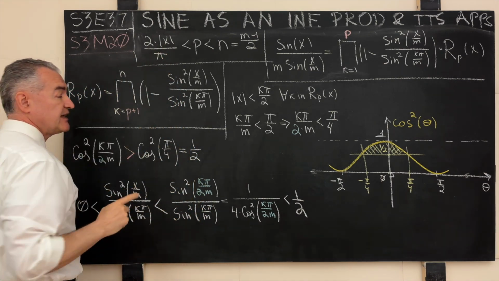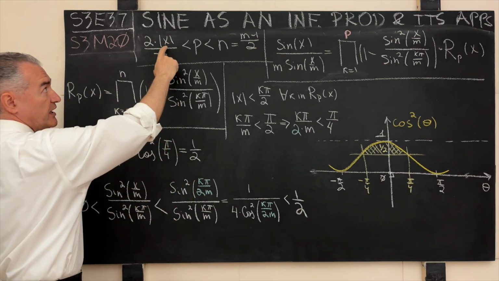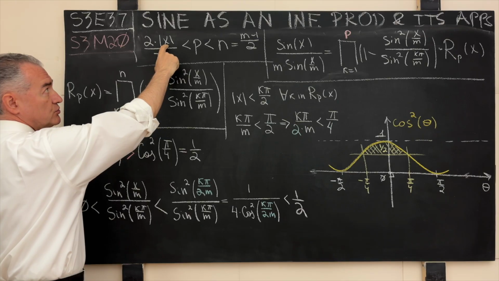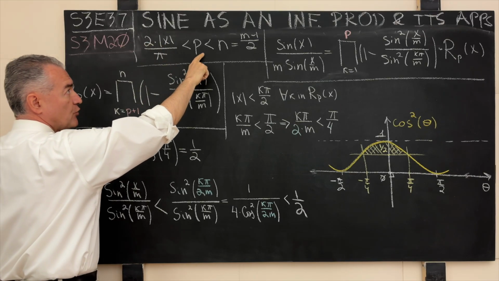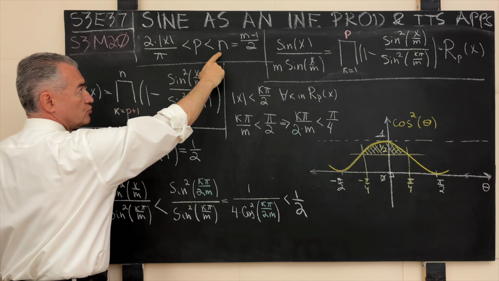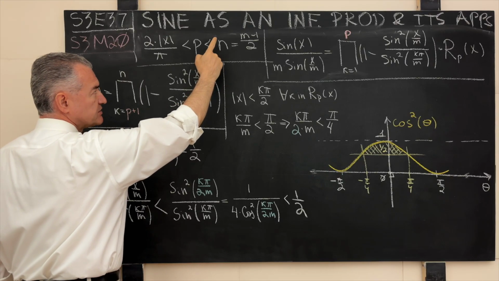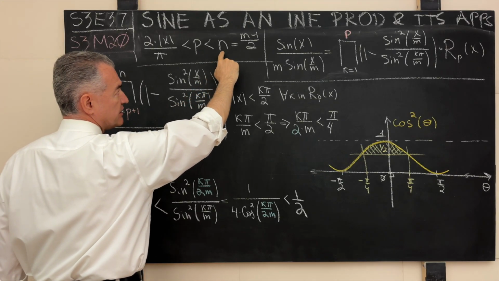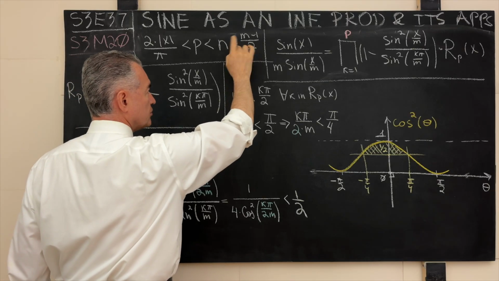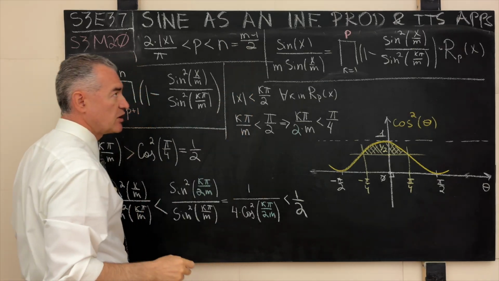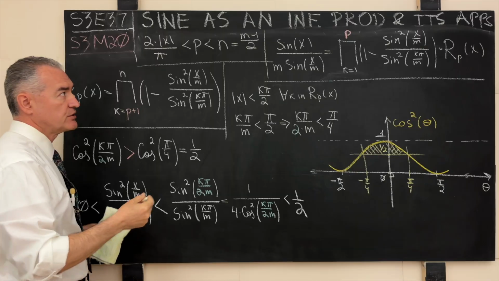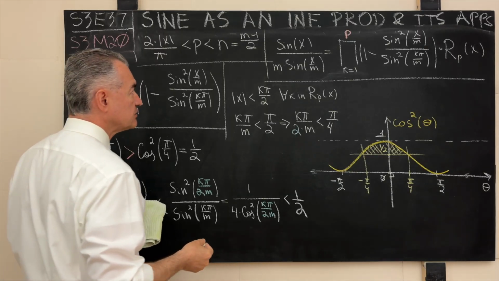First, we fix any non-zero value of x such that its absolute value times 2 over pi obeys this constraint. Any two whole positive numbers, p and n. And again, don't forget that some would use n and m interchangeably. It may be confusing to some, but once you get used to it, it is not that difficult.